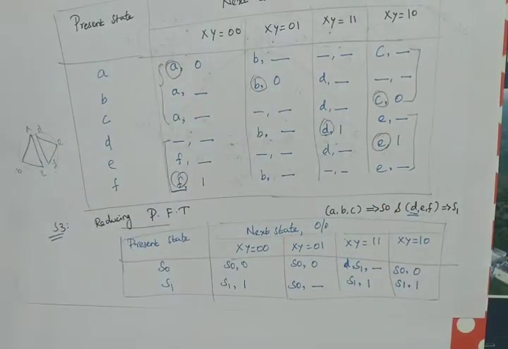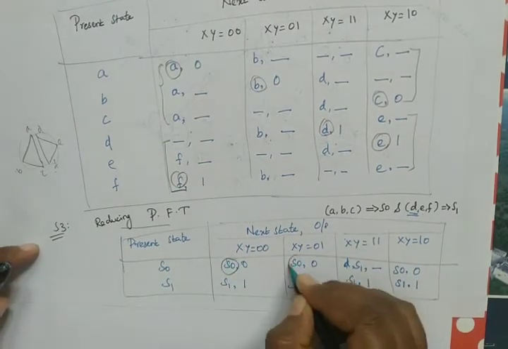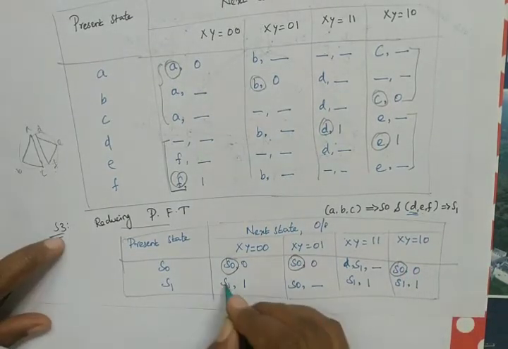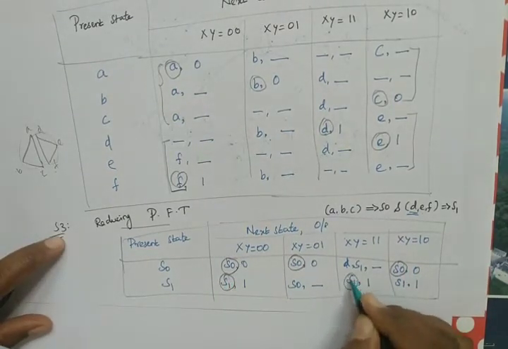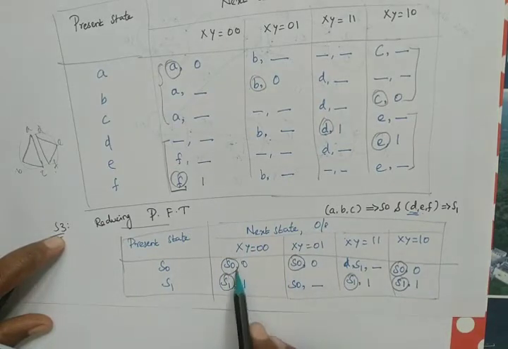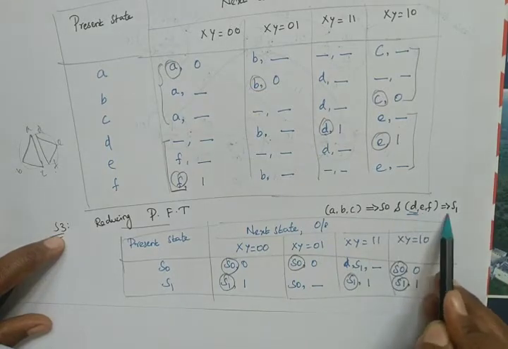So what are the states we are getting common here? Here we have S0, S0, and S0. So we have to circle this. Here we have S1, S1, S1. So for S0 we have written this. We have assigned ABC as S0 and we have assigned DEF as S1.